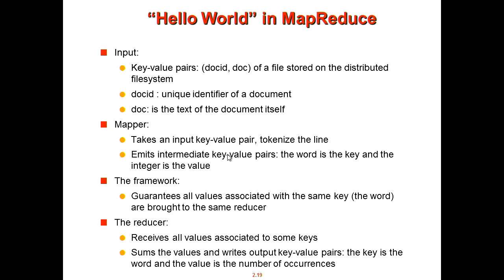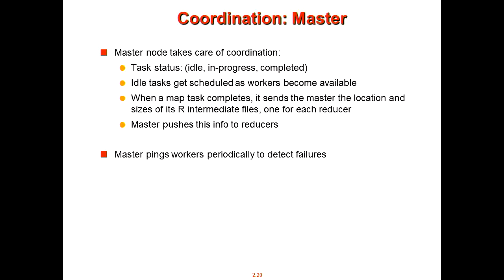The document ID is a unique identifier for this document, and the document is its content. The mapper will first tokenize the string, separating it into words according to delimiters such as space, comma, or some other characters. Then for each tokenized term, it emits the key, the term, and the value 1. The framework will guarantee that all values associated with the same key, the term, are grouped together and brought to the same reducer. In the reducer, we receive all values for the same key, and then do aggregation, a sum, to compute the global count.